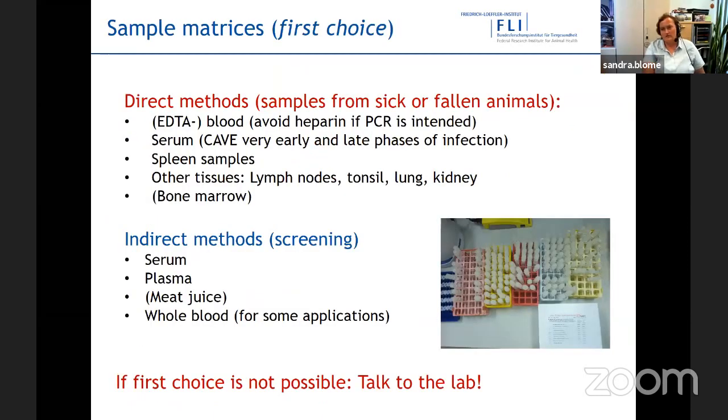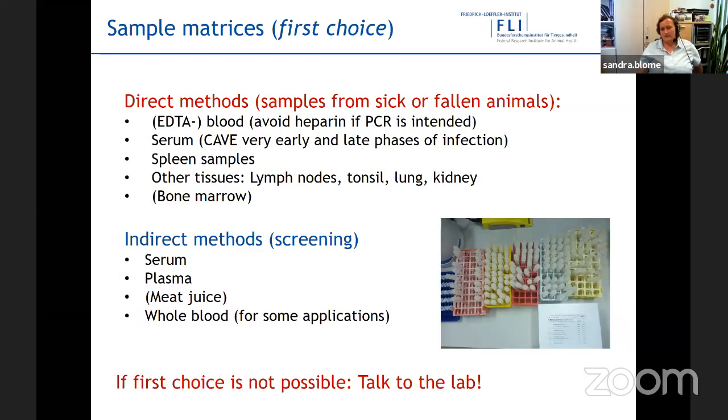What samples could we take? If you sample sick or fallen animals, you are in the end targeting direct methods. In this case, we would like to have EDTA blood samples. Please avoid heparin samples if PCR is intended. Heparin is a strong inhibitor of PCR reactions, so don't send this if you'd like to do a PCR.